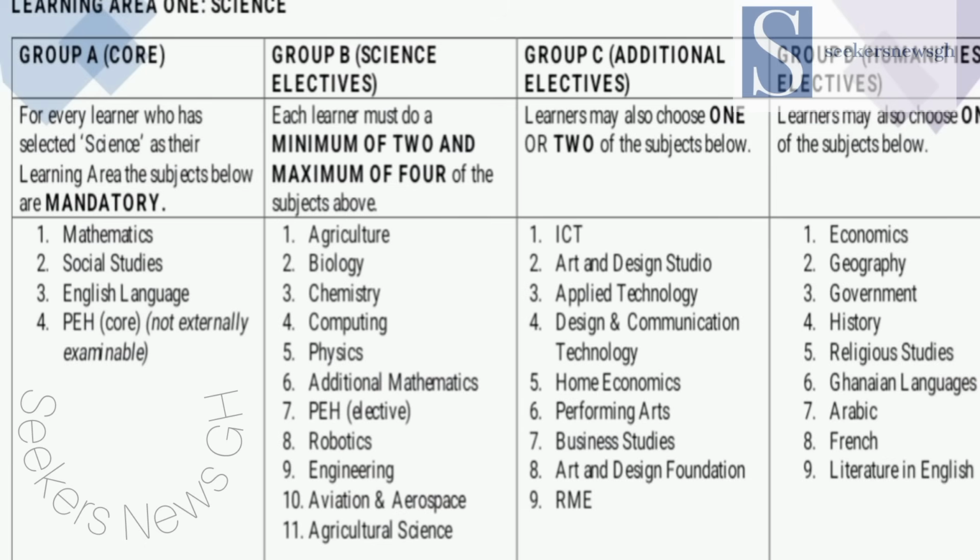Then another science class, agriculture, and the person may choose physics, so 2 from here. Then the person will go and choose business studies, performing arts. Then the person will go and choose Arabic. That is another science class. Then there's another science class. The person will choose aviation and aerospace, agricultural science. Then the person will go and choose ICT, then business studies, then maybe government. That is another science class.